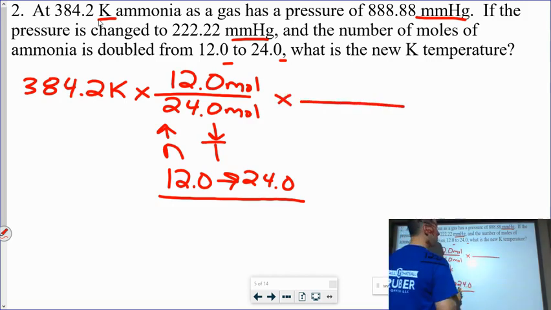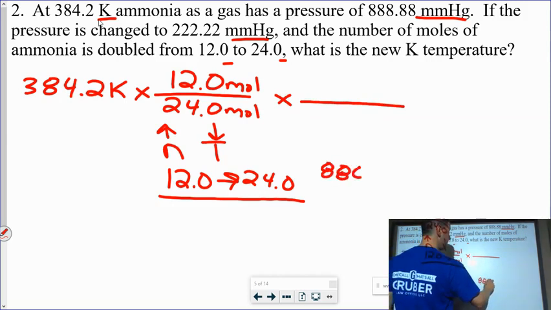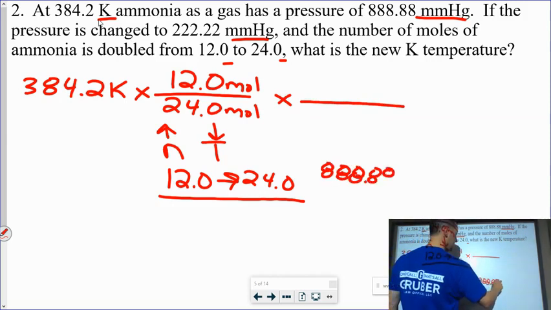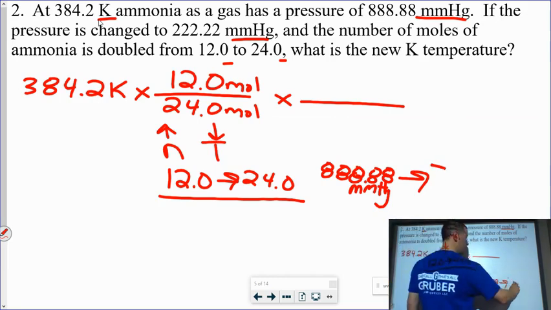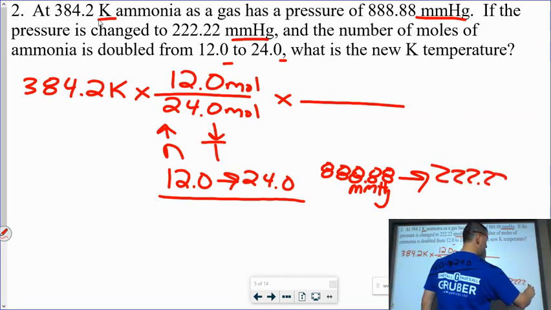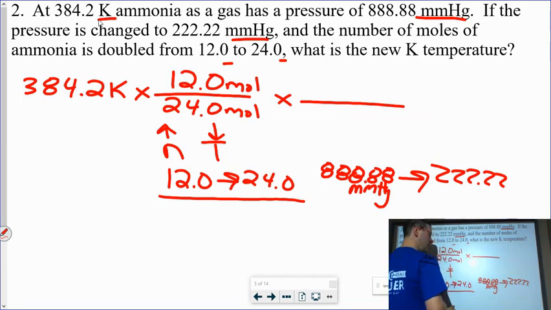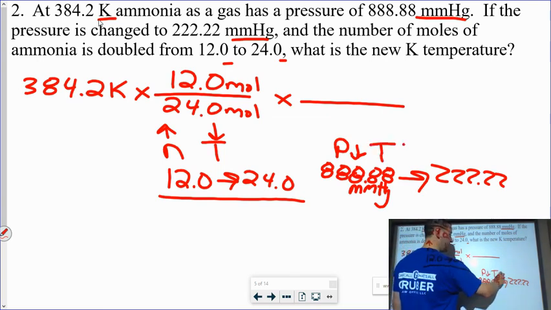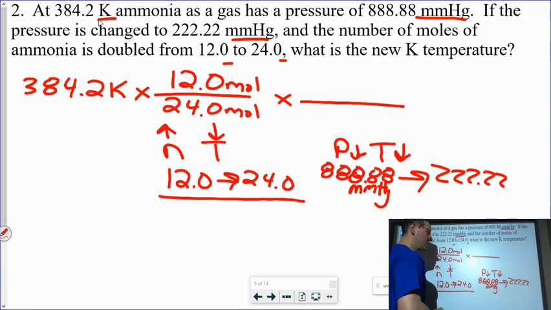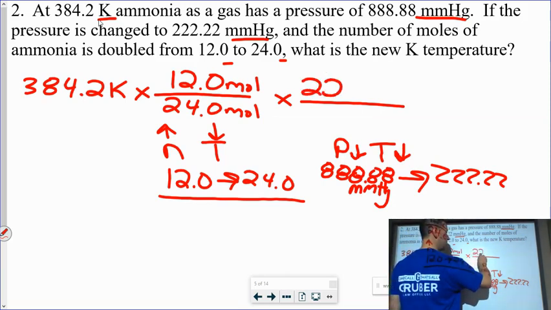The next one is pressure. So we are going from 888.88 millimeters of mercury. We're taking that to 222.22 millimeters of mercury. So in this problem, our pressure is going down. And how does that relate to temperature? If pressure goes down, then temperature must go down. So I arrange these two numbers to get my answer to be smaller. So I put the smaller of the two numbers on top.